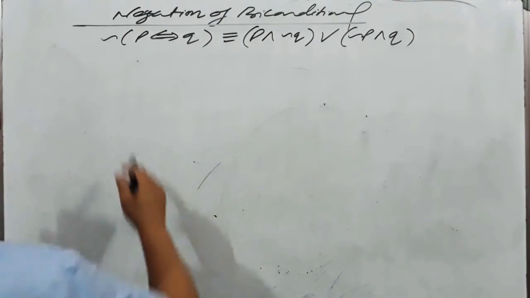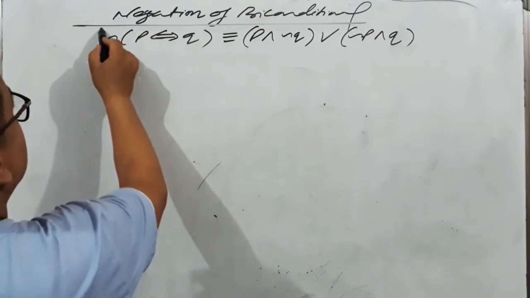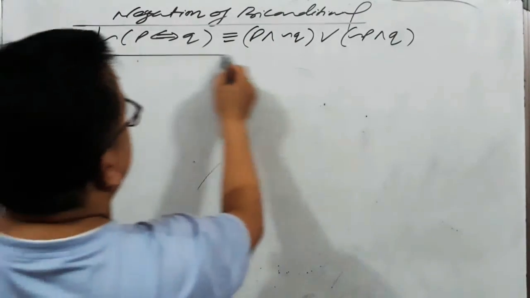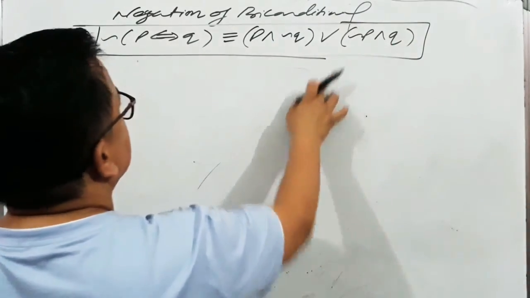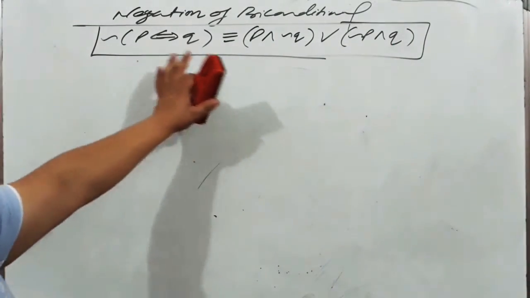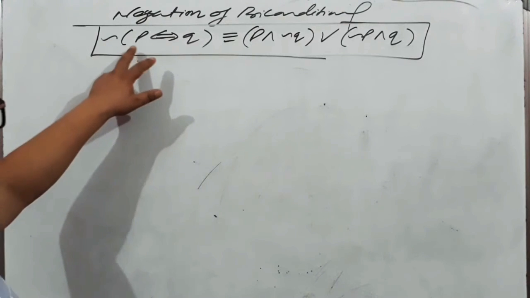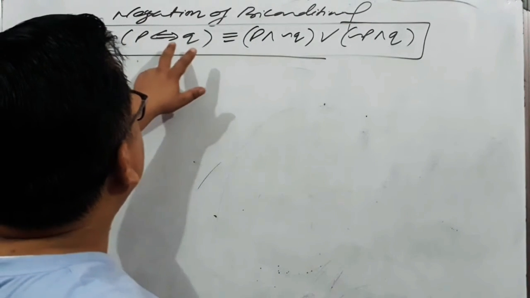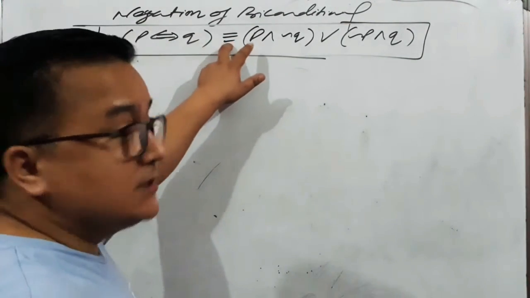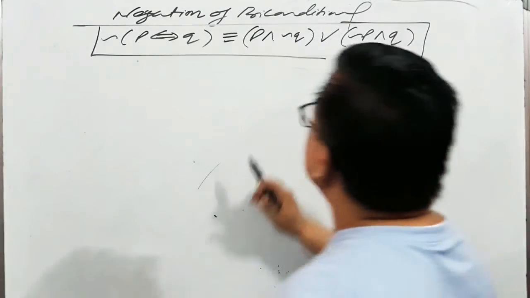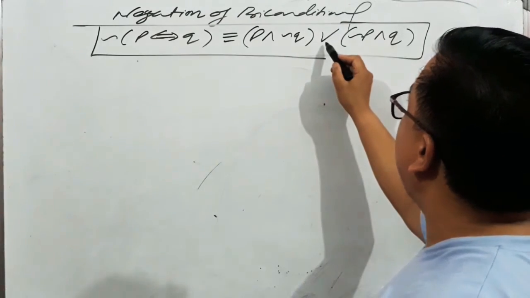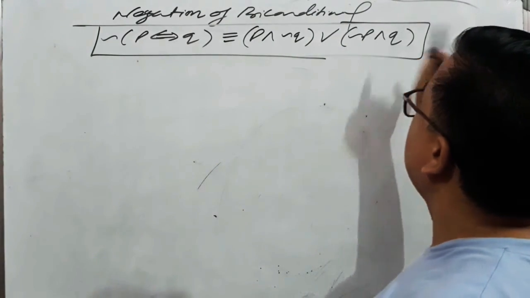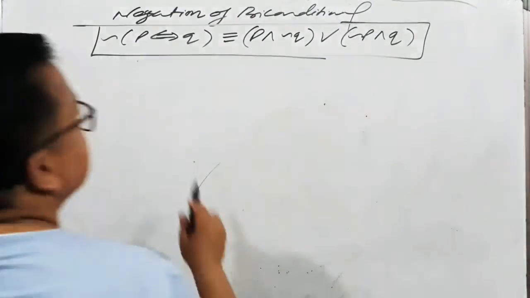In the next video I'll tell you again how they are logically equivalent; we verify by using a truth table. So this time, the negation of P if and only if Q is logically equivalent to negation P and negation Q, or negation P and Q. So see everybody.